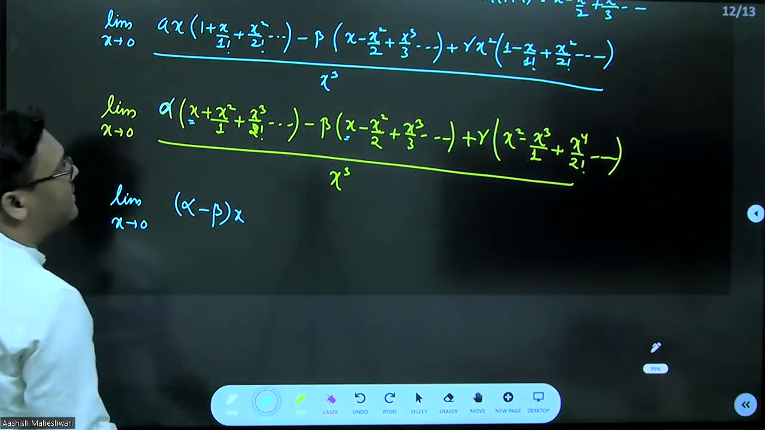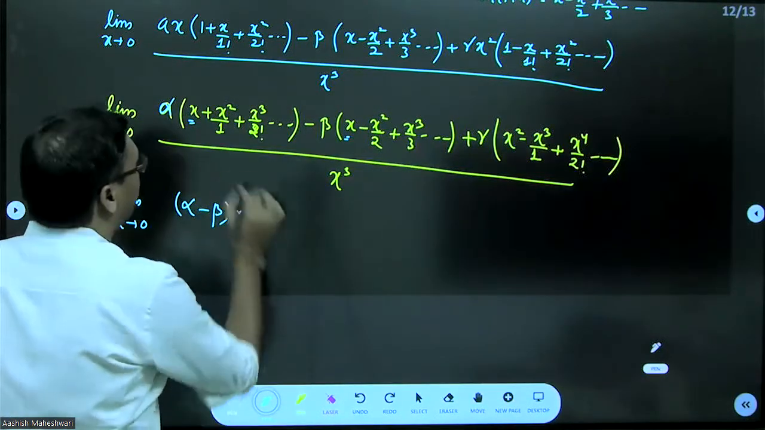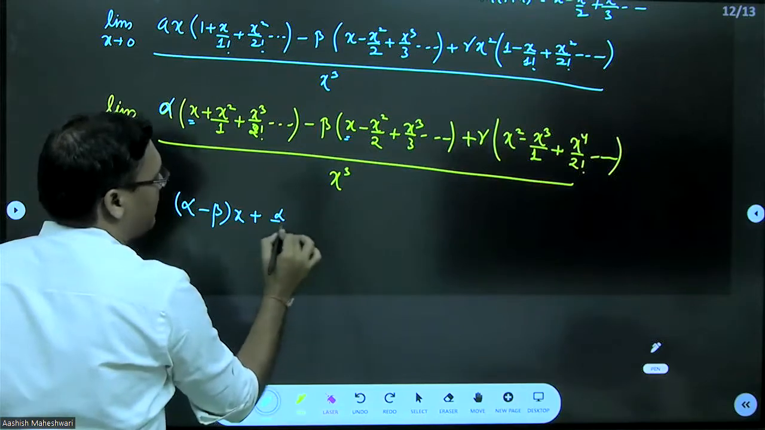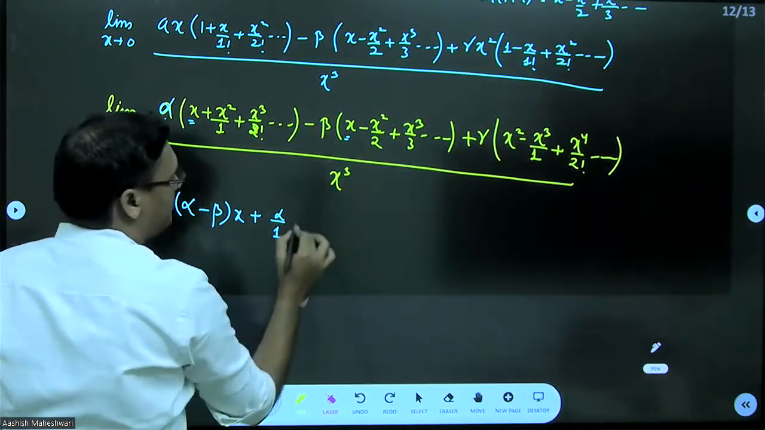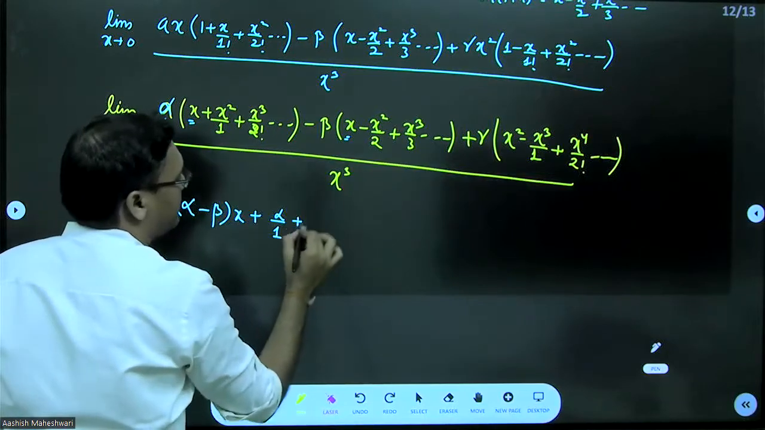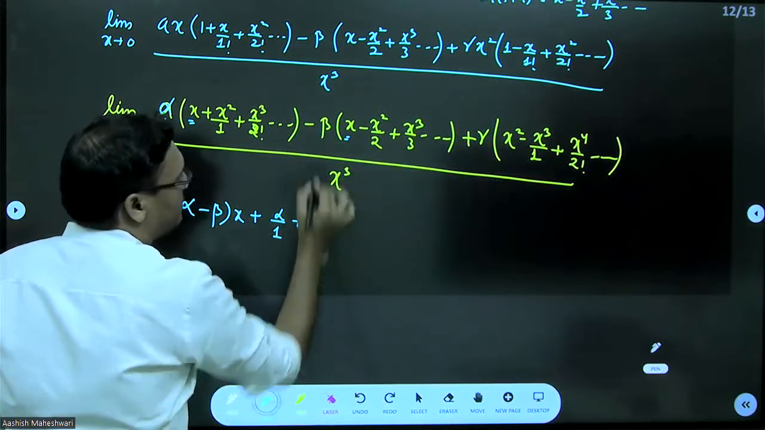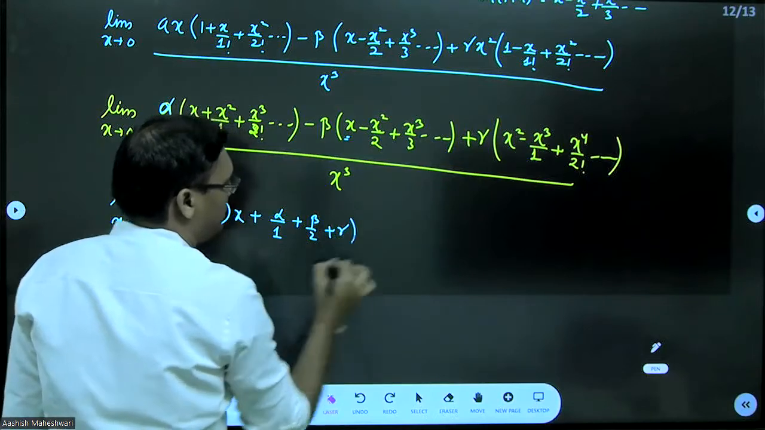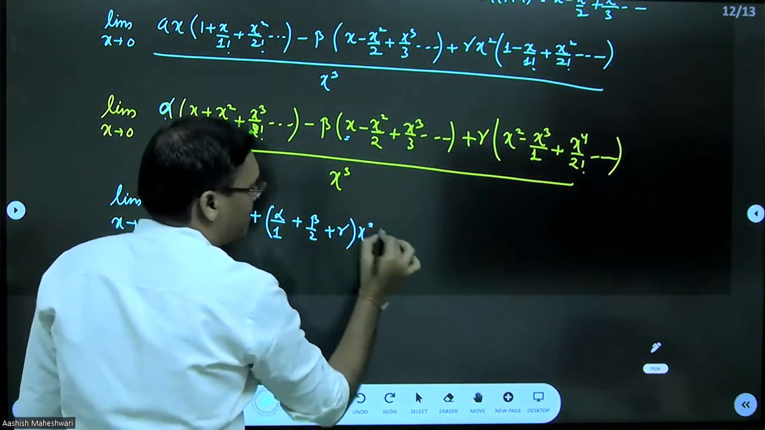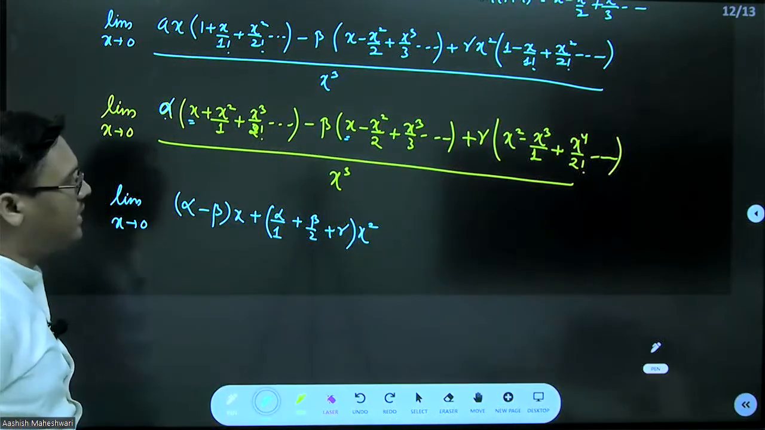Now I'm combining the terms of x square. You can see this is alpha by 1. Here alpha by 1, from here plus beta by 2, this is beta by 2. Okay, from here plus gamma. This is the term of x square. You can see the x square term has come.